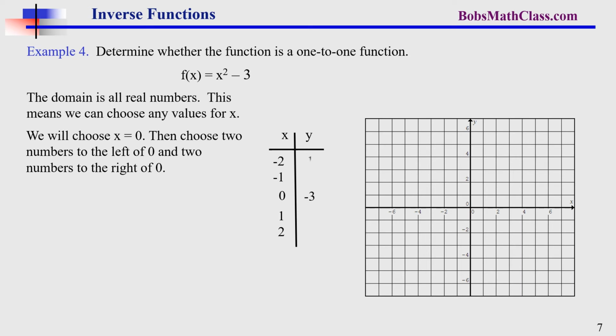When you choose 0, you should get -3. All right, so you have -2, 1; -1, -2; 0, -3; 1, -2; and 2, 1. Again, for each of those, replace x with those numbers and work it out, and you should get those same numbers. Plot your points. You can already tell it's a U shape, a parabola.